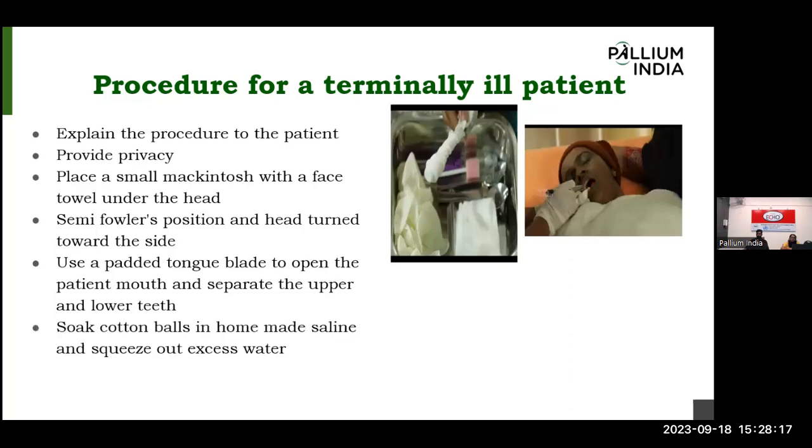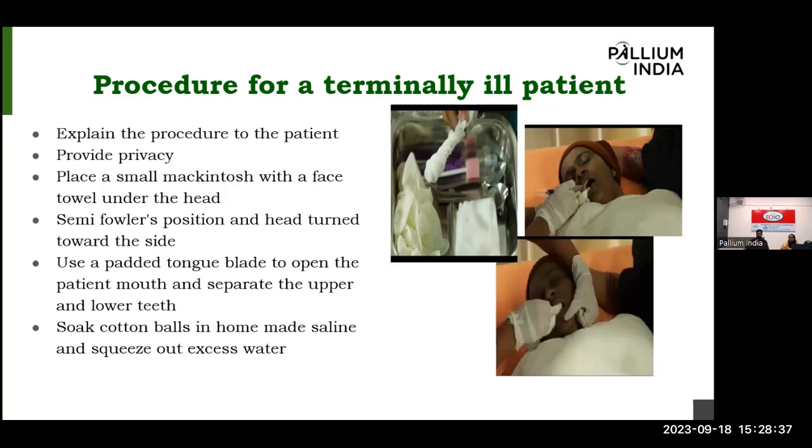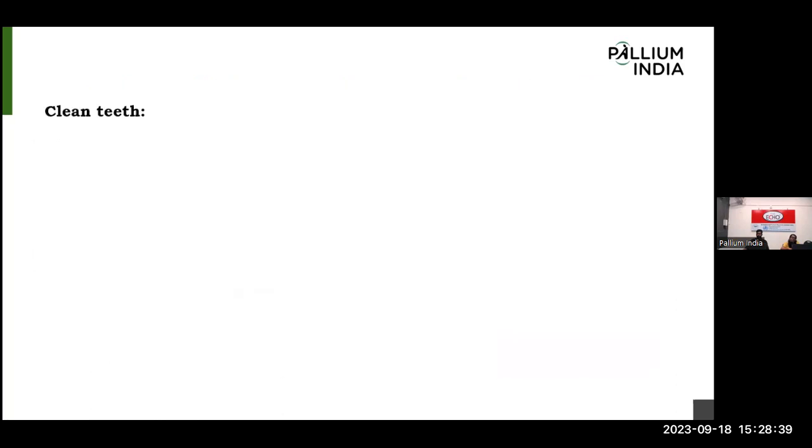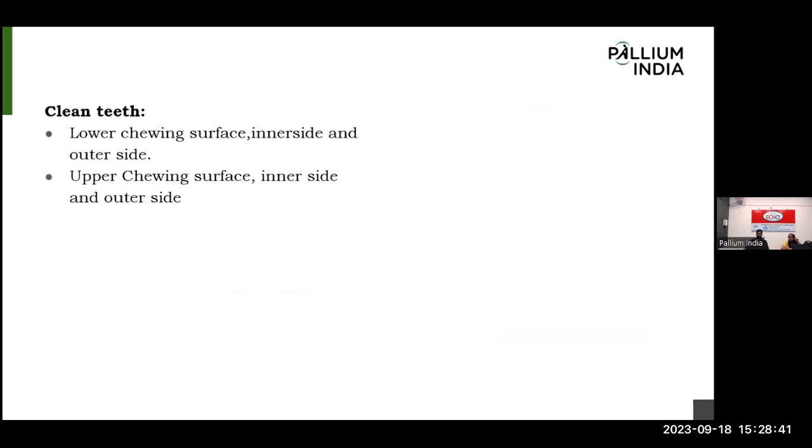And another thing is, you have to soak the cotton balls with normal saline and squeeze out all the excess water. That is very, very important, because the caregivers don't know. If you use it without squeezing, the water goes inside and the patient might aspirate. So we have to tell them. And another important message, you have to clean the mouth.